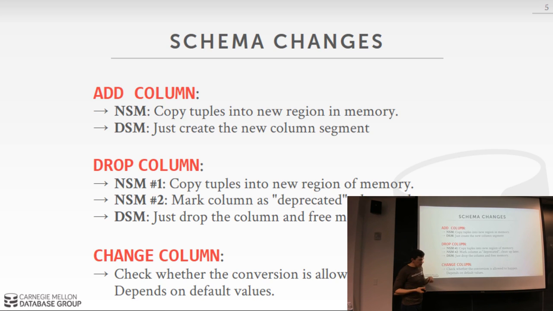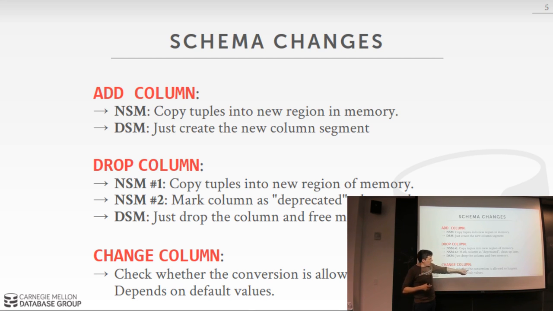Change columns are a bit more tricky. A change column could be things like changing the type, or changing whether something's null or not null. The easiest thing to change in a column is the name of the column. Then you just update the catalog and don't have to touch the actual data. But depending on what kind of change you're making, you may have to do two passes over every single tuple. For changing something from nullable to not null, you just do one pass through, and if anybody has a null, you throw an error and don't make the change. But if nobody is null, then you can make the change, and you just update the catalog.